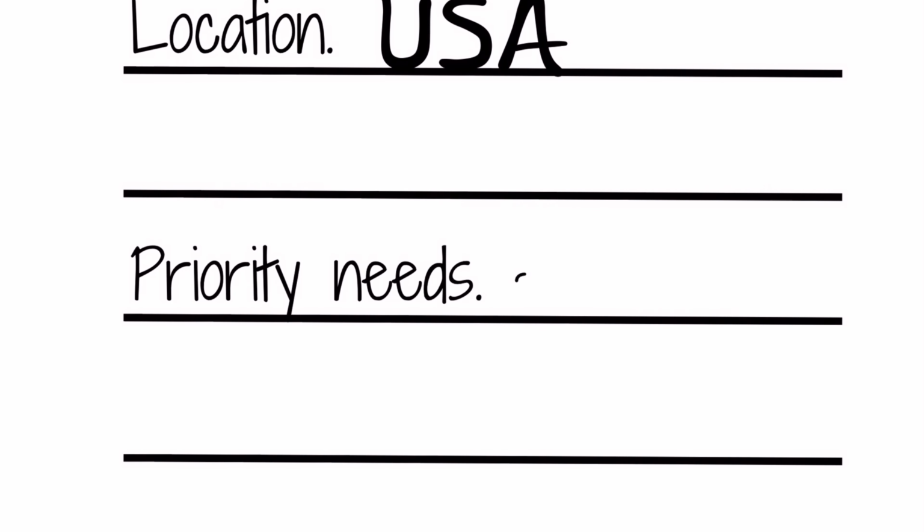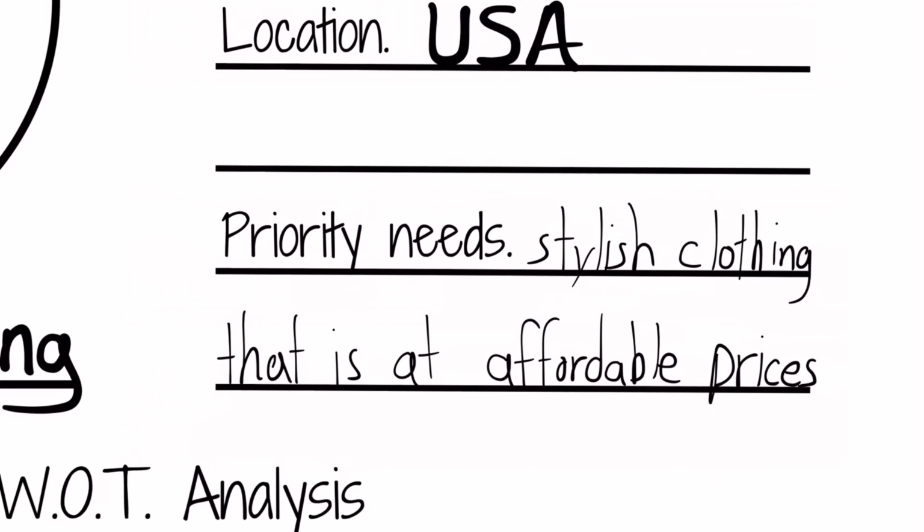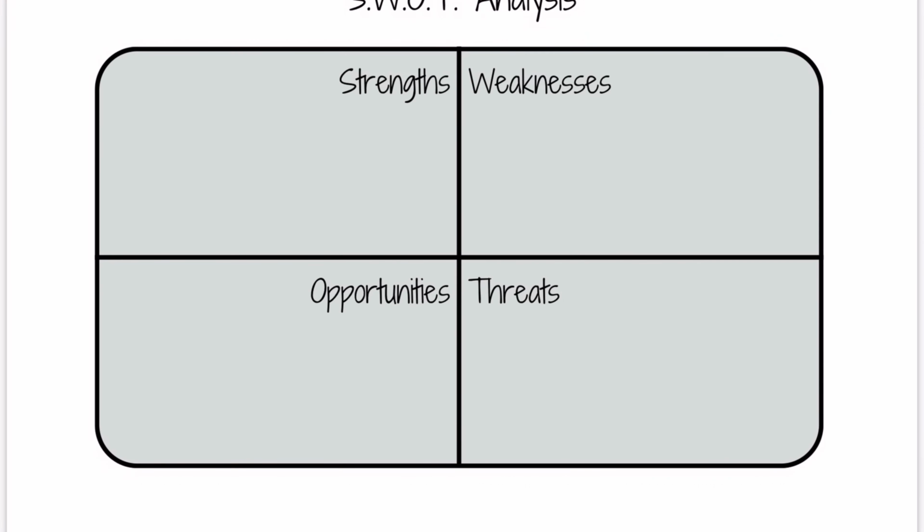The location would be where they're at, which I put the USA, but if you plan to ship internationally, you could put internationally. And last is the priority needs. What need would they be able to fulfill?